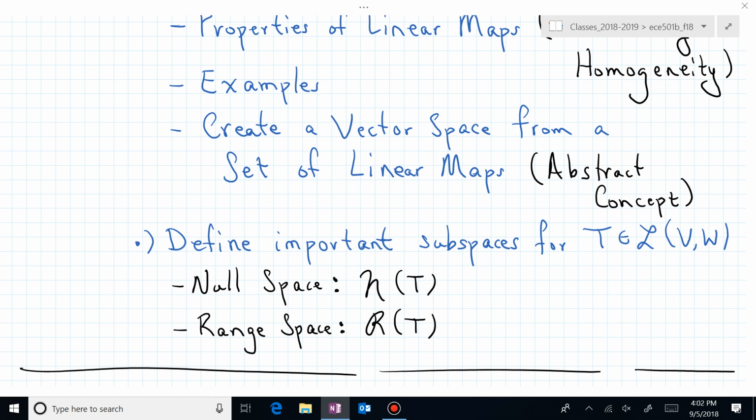Then we will talk about something that you've probably encountered before in a linear algebra class, and that's null space and range space. But we'll be talking about those in maybe more abstract ways in this class, but we'll generalize those ideas to where now they are associated with a linear map that is mapping between a vector space V and a vector space W.